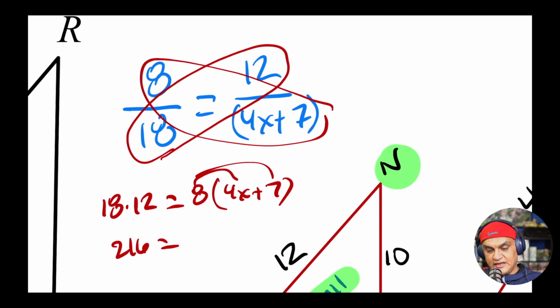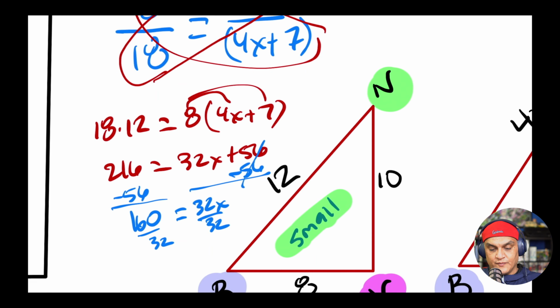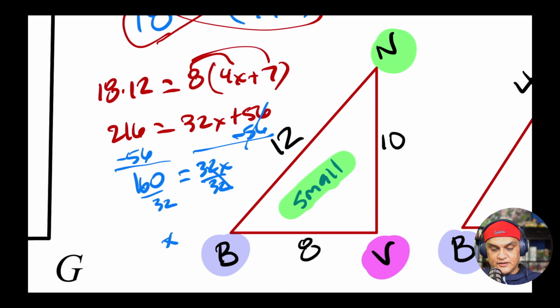8 times 4x is 32x. 8 times 7 is plus 56. So I will subtract 56 on both sides, because I want to get my x by itself. So 32x equals 216 minus 56, which is 160. Divide both sides by 32, and so x equals 160 divided by 32, which is 5.